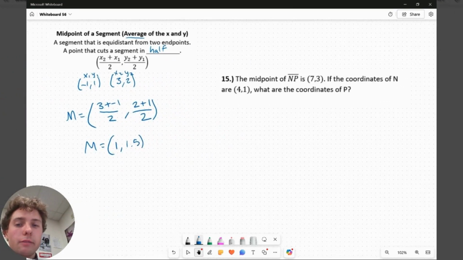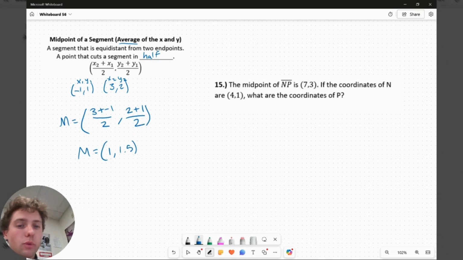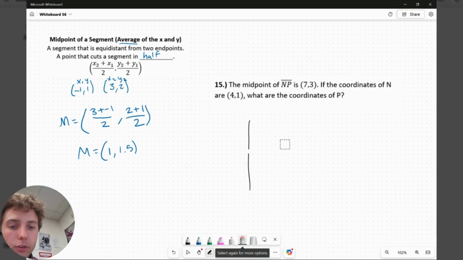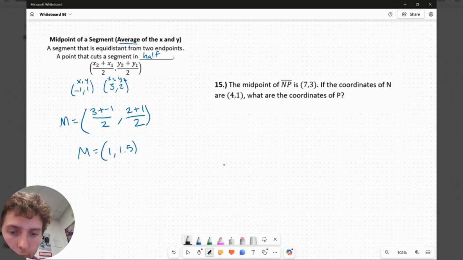If you need a visual of that, we can go ahead and look at 15 real quick to discuss that. So 15, we've got 2 coordinates. We've got the midpoint, which is 7, 3. And we have a coordinate that is 4, 1. So let's start with 4, 1. I'm going to draw this a little better so it actually fits this kind of grid. Okay, so 4, 1, go over 4 units, up 1 unit. That is one of our endpoints.